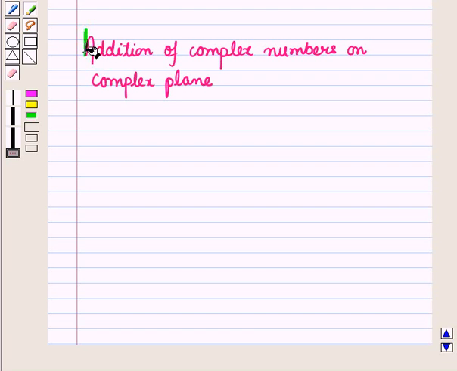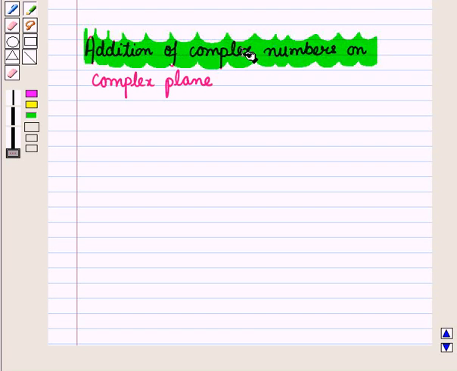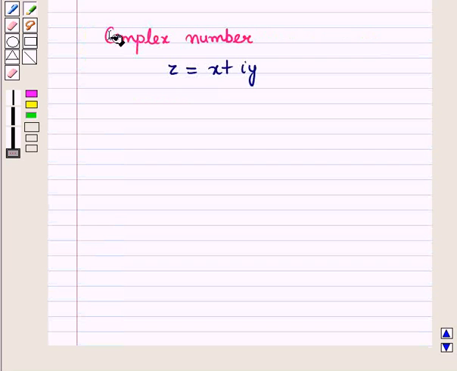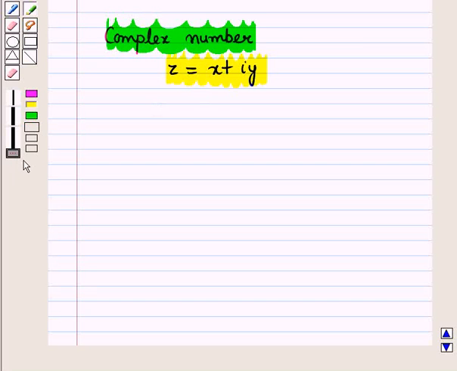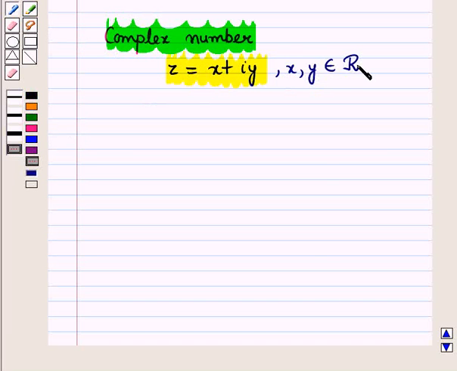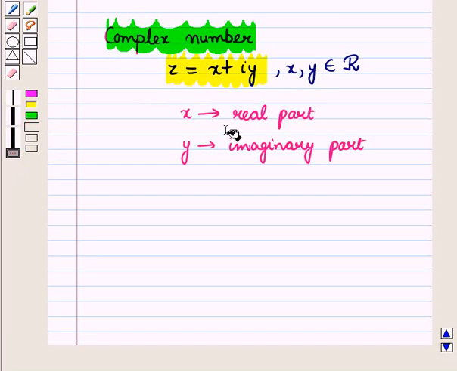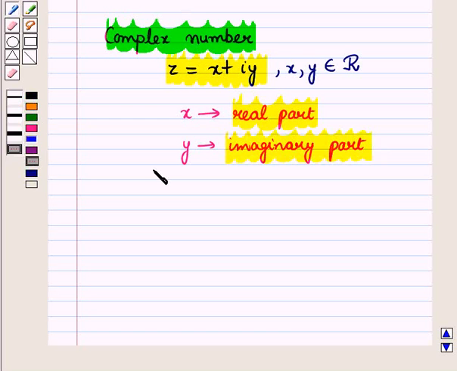First of all, let us discuss addition of complex numbers on the complex plane. Now we know that any complex number is written as z is equal to x plus iota y, where x, y belong to the set of real numbers. Also, x is called the real part and y is called the imaginary part of this complex number. Also, we can represent the complex number x plus iota y as the ordered pair x, y.